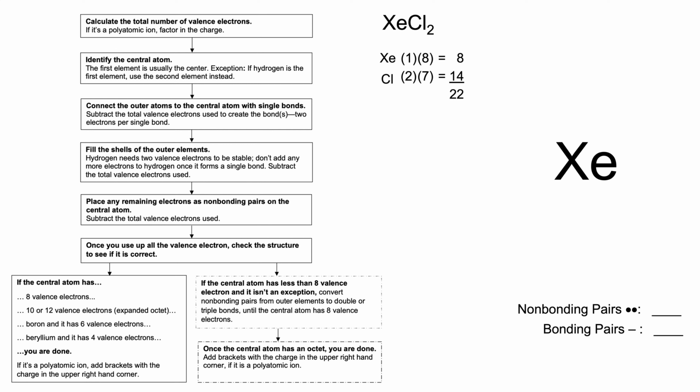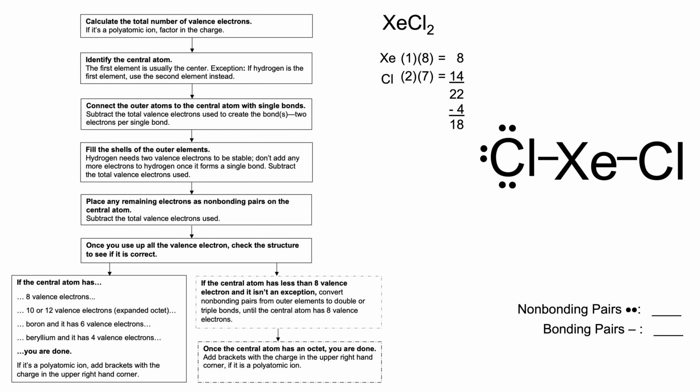Xenon is the central atom. I place the 2 chlorines around it. I'm connecting each chlorine to xenon using a single covalent bond. That uses up 4 valence electrons total. Now I have 18 left over at this point.